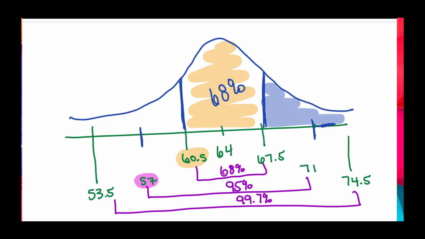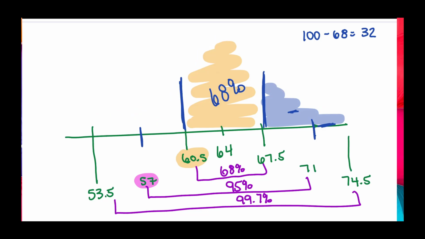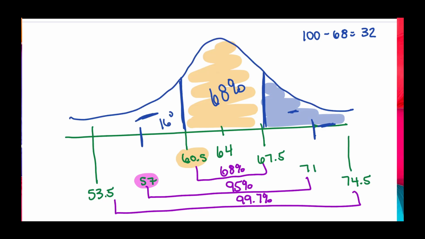To figure that out, I can do 100 minus 68. That gives me 32%. So that means that this side over here and this side over here together is 32%. If I split that in half, that leaves 16% on either side. 16% over here, 16% over here. So what percent is greater than 60.5? It'd be the 68 plus the 16. So what is that? 84%?